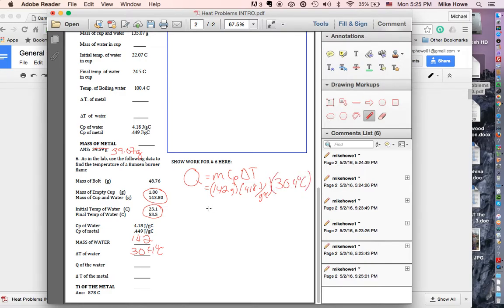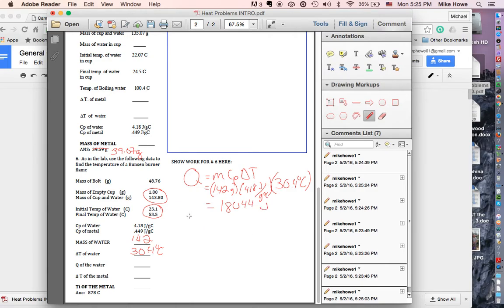All right, multiplying those all together, I'm going to round to the nearest whole number for simplicity's sake. So 142 times 4.18 times 30.4. It's going to be a pretty big number. 18,044, and that's joules.